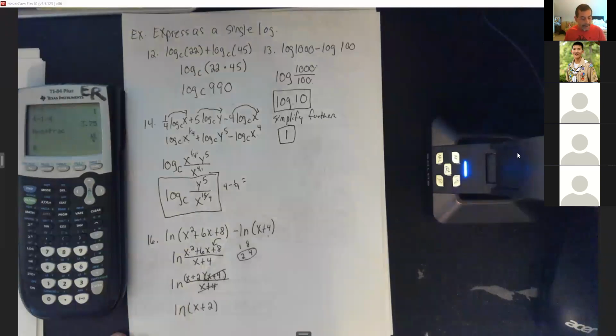Now, when you do this on the MATLAB, make sure you put it in parentheses, because the ln affects the whole answer, the whole x plus 2. So let me show y'all something we can do on the calculator.